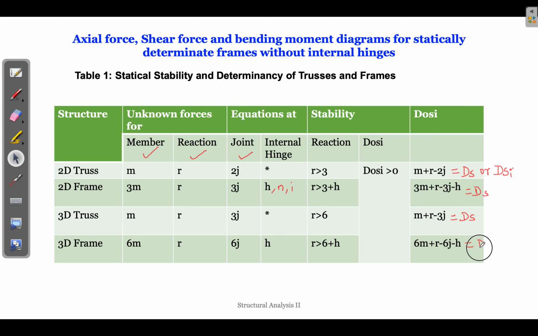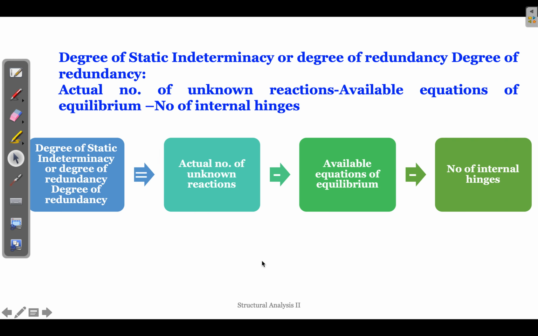So you have to remember these formulas and then there won't be any mistake. You simply substitute the values. How many members are there? How many reactions are there? How many joints are there? What are the internal hinges? And you will get the answer. So this is about the static indeterminacy of trusses and frames. This table was specifically showing that. Now this is a basic formula.